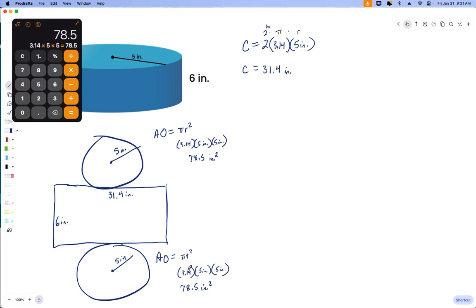Either way works. Now we find the area of this rectangle, and that's going to be 6 inches times 31.4 inches. So we put that in the calculator. 6 times 31.4.